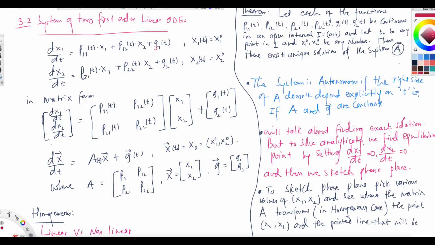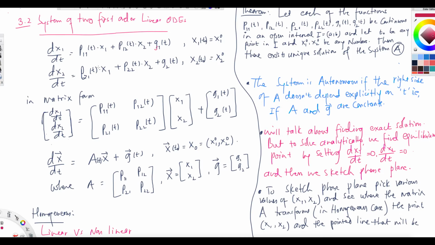You see that this p11(t), p12(t), g1(t) may be a function of t or a constant. Okay, not a function of x1 or x2. So they are either constant or function of t. Similarly, dx2 over dt equals p21(t) times x1 plus p22(t) times x2 plus g2(t). Okay, so again p21, p22 are either constant or function of t, and g1(t), g2(t) do not have x1 and x2. This is like a separate constant term or a function of t there.